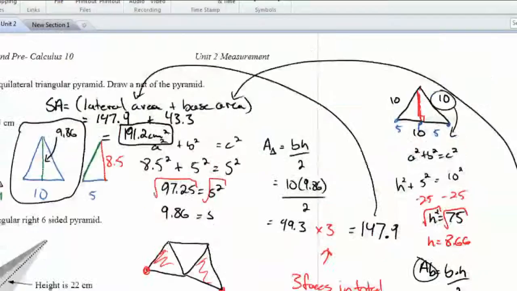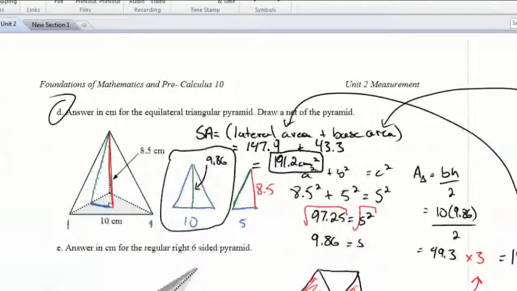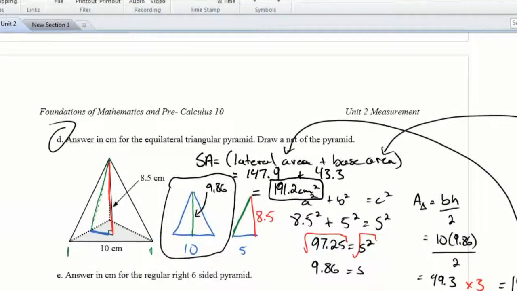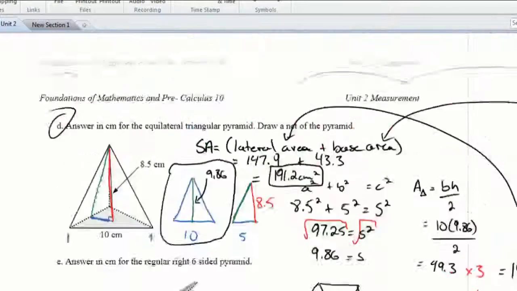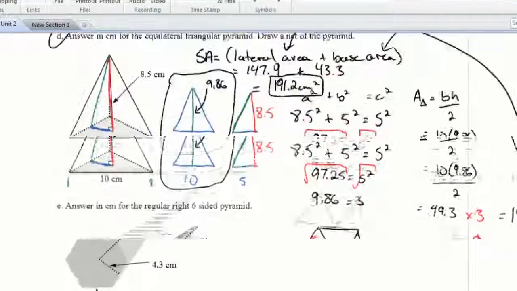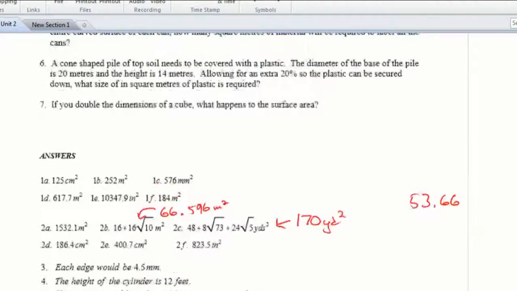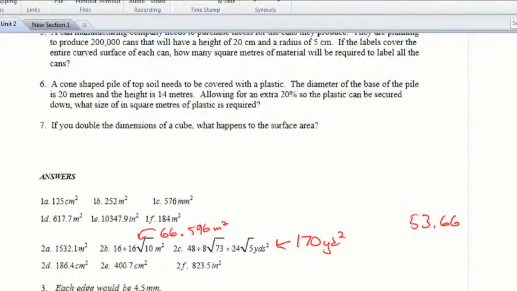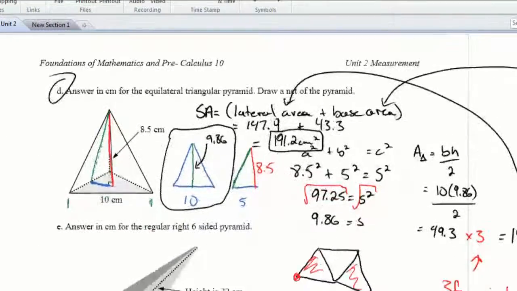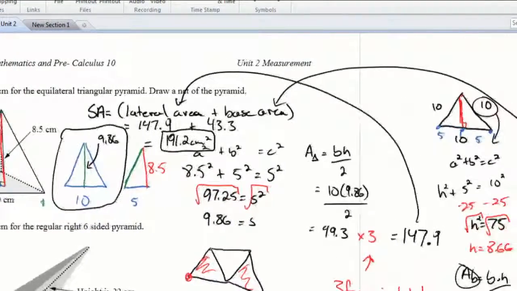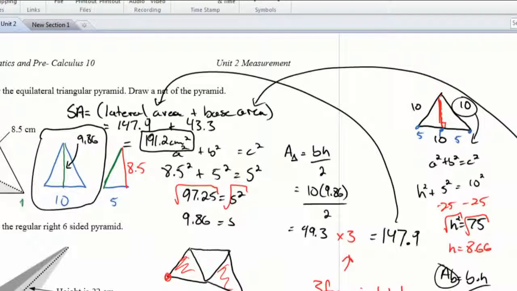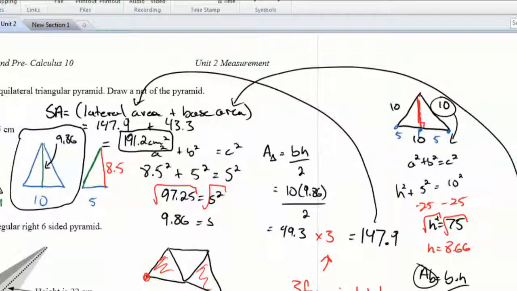Hopefully I didn't make any mistakes. I don't know where I'd go find those. I'm just going to take a quick look at the answers. 2D, 186.4. So obviously I did make a mistake somewhere. But I'm not going to be able to figure it out unless I do it all over again. And Taylor, you got it right, so you're a step ahead of me. Anybody see any obvious places where I would have made a mistake?